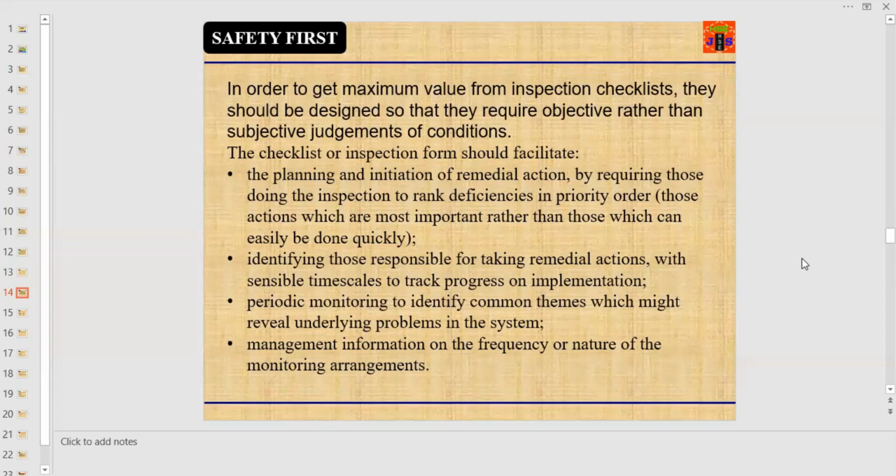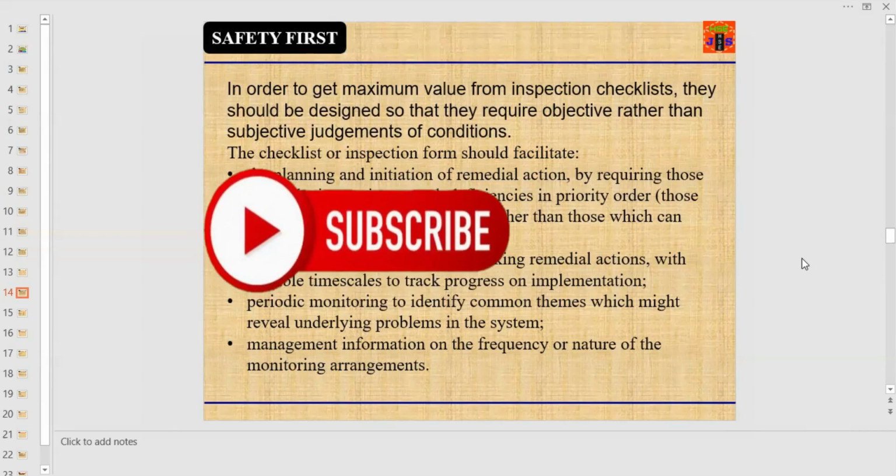In order to get maximum value from inspection checklists, they should be designed so that they require objective rather than subjective judgments of conditions. The checklist or inspection form should facilitate the planning and initiation of remedial action by requiring those doing the inspection to rank deficiencies in priority order, those actions which are most important rather than those which can easily be done quickly. It should also identify those responsible for taking remedial actions with sensible timescales to track progress on implementation, periodic monitoring to identify common themes which might reveal underlying problems in the system, and management information on the frequency or nature of the monitoring arrangements.